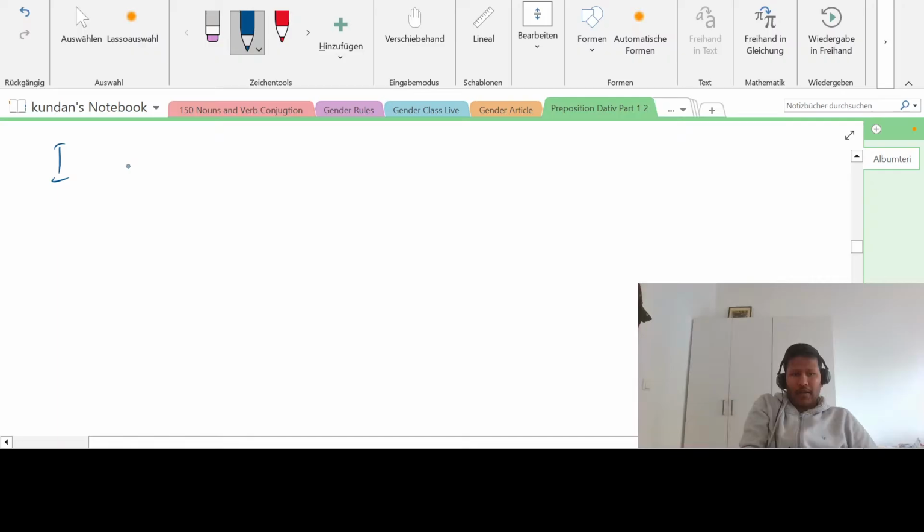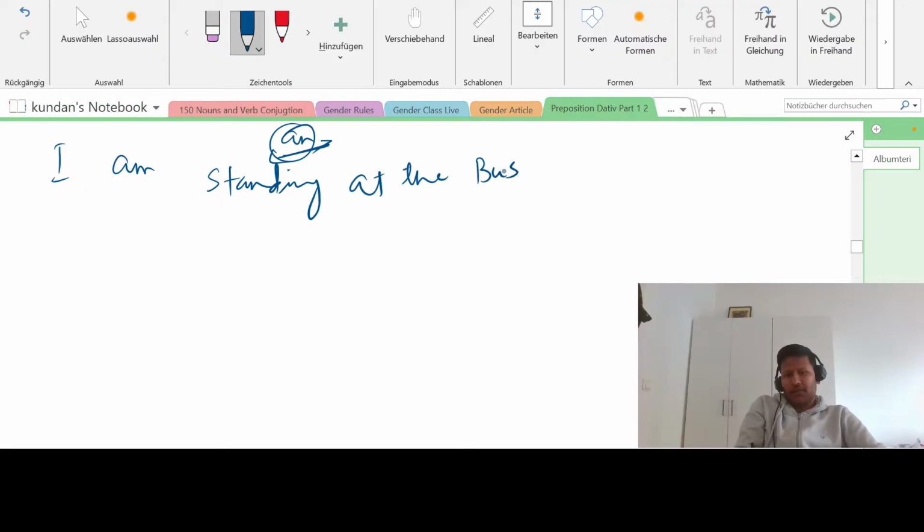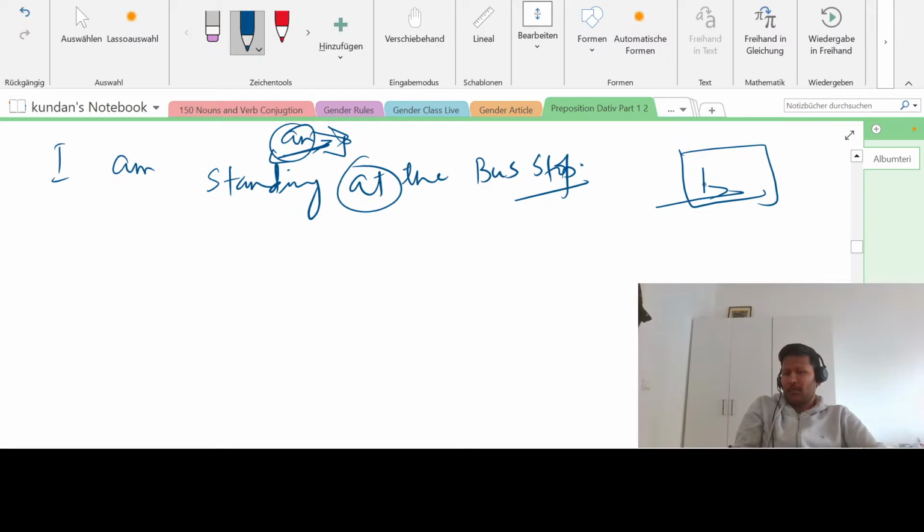another example for "an". This is used in various senses. Now we will take two or three examples and then we will move on. So I'm saying I'm standing at the bus stop, for example. "An" is also used whenever something is there. For example, this is the bus stop, and you are standing nearby, just touching the bus stop. You use "an" for this.